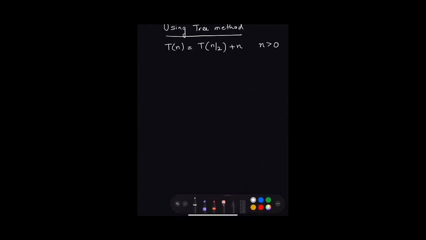So let us again solve it using the tree method. My expression was Tn equals Tn by 2 plus n for all the values greater than 1, and for all the values equal to 1, the value to be taken is 1. Okay, so let's execute it. At the first step, I was having Tn. In the second step, it was divided into Tn by 2 plus n. Sorry, in the first step.